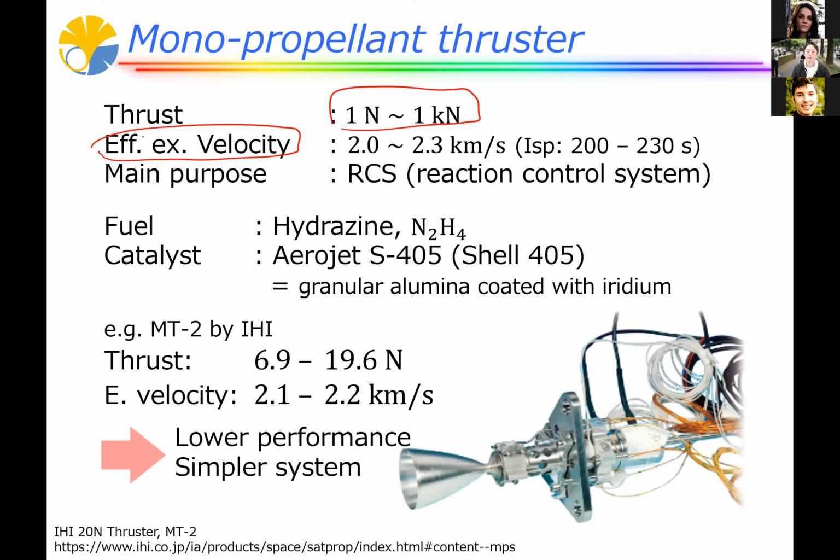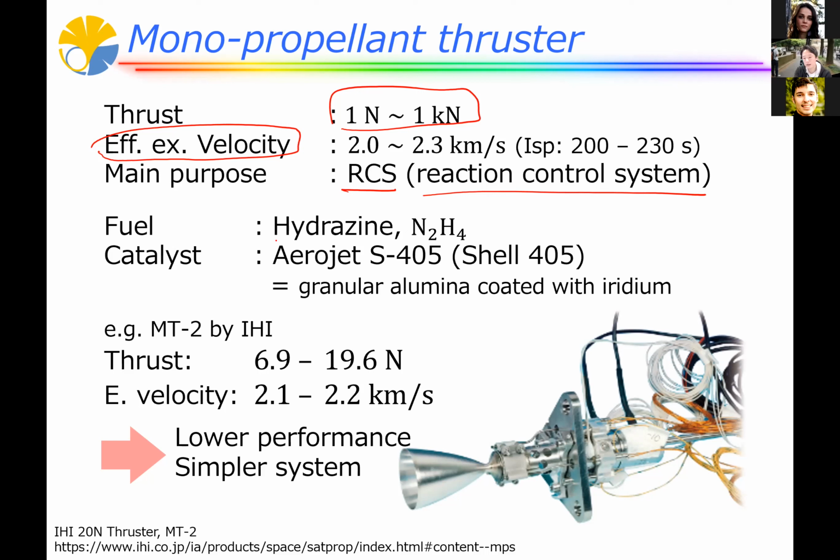So this monopropellant thruster is typically used for RCS, the reaction control system. For a reaction control system, we need a lot of thruster heads. And to prepare a lot of thruster heads, the simplicity of the monopropellant thruster is very nice. So yeah, the typical usage is this RCS.